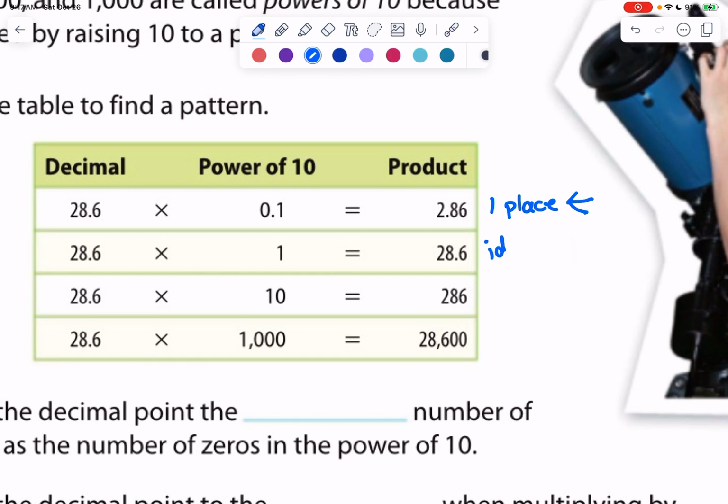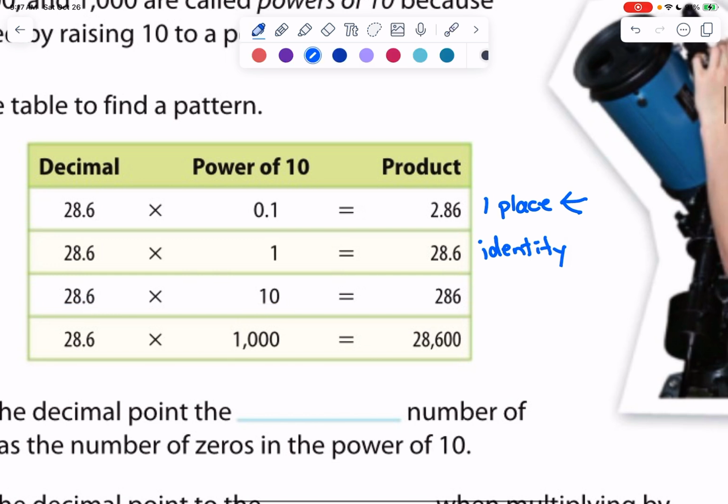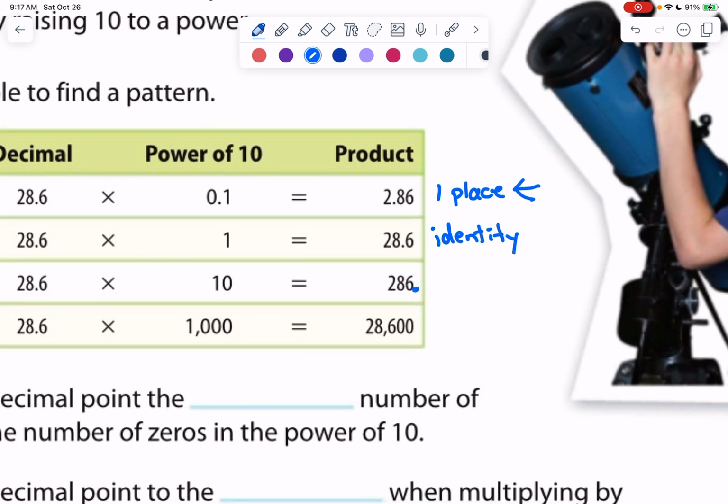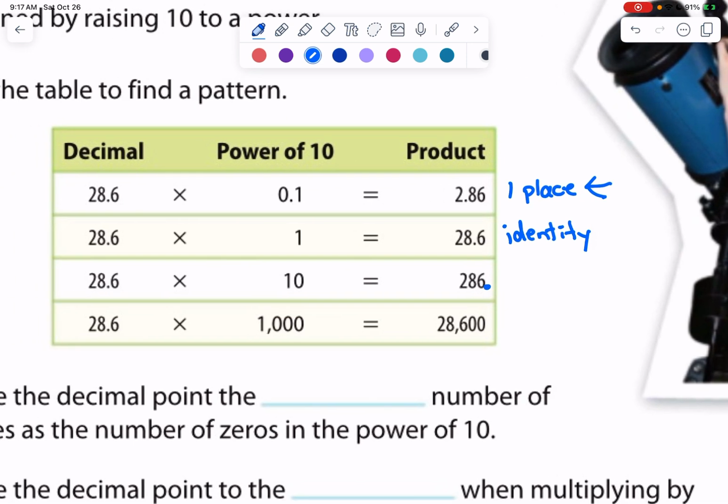Why? That is called the identity property of multiplication. Meaning if you multiply by 1, you're not changing anything. Okay? Let's look at the next one. 28.6 times 10. The decimal was between the 8 and the 6. Now the decimal is at the end because that's where you put a decimal on a whole number. So the decimal moved one place to the right. One place to the right.